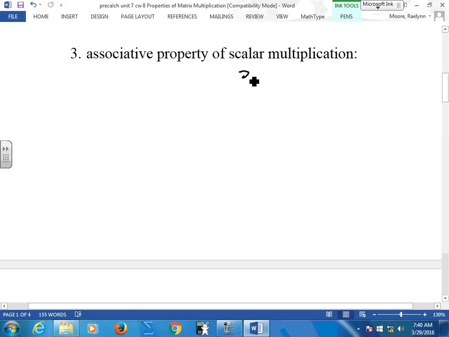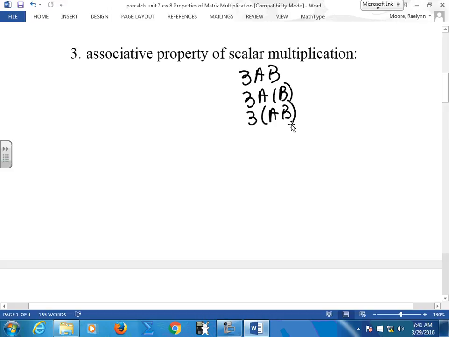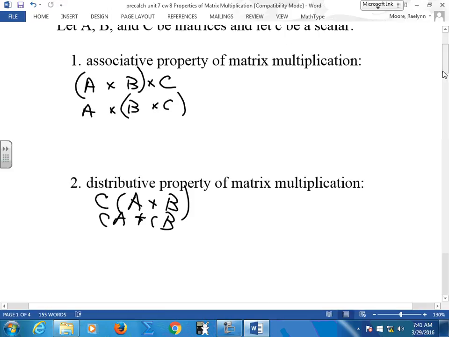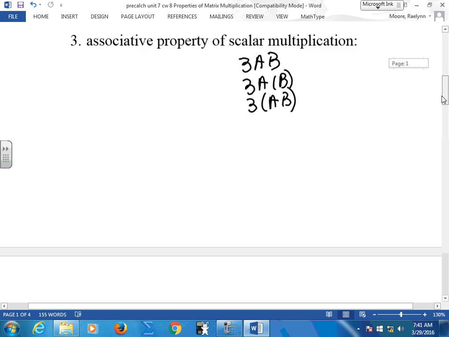If I do, it doesn't matter if I do 3 times A times B, or if I do 3 times A times B, as long as these are lining up again when you multiply. So nothing really serious here, and most of it you'll kind of spot while you go through. This is more like get comfortable with doing your matrix.